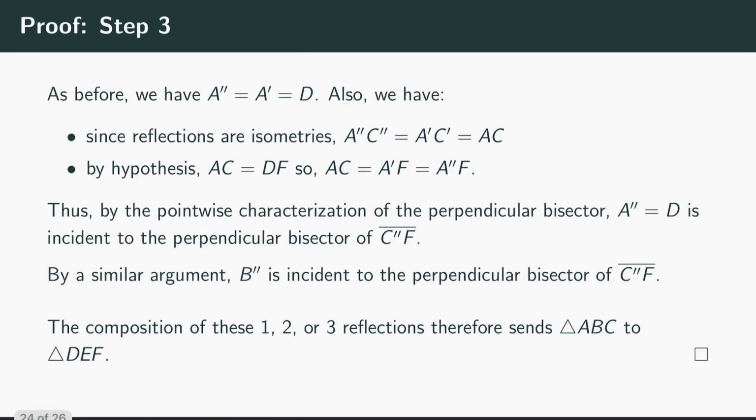So I have the details here, but the basic idea is, again, we use the pointwise characterization of the perpendicular bisector, right? That all the points on that line DE are equidistant from C and from C double prime. And so here we have the details of that argument, and then from the pointwise characterization, that gives you that the line DE is the perpendicular bisector of C double prime, and this gives us the result.